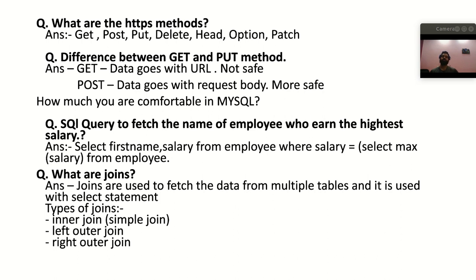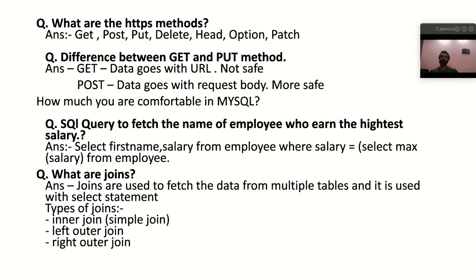In this way we can find the highest salary earned by the employee, right? The next question was, what is a join and what are the types of joins? Basically, joins are used to fetch data from multiple tables, and they are used with the SELECT statement. The types of joins are inner join, which is also called a simple join, left outer join, and right outer join.